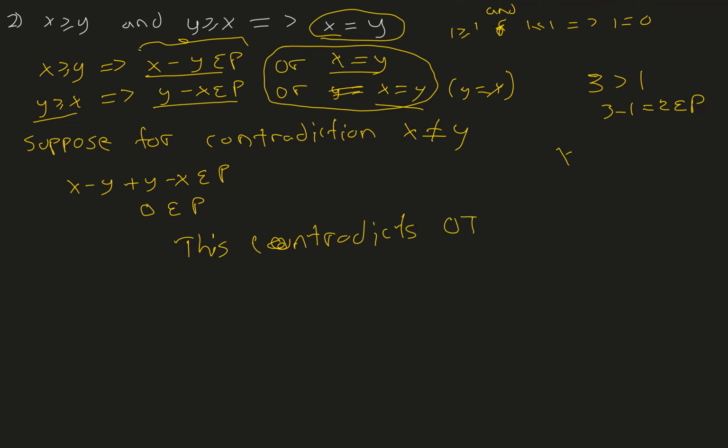OT says that either element x is in P, or negative x is in P, or 0 is in P. An element can't be in both. So this scenario just breaks rules 1 and 3. So this is contradicting OT. 0 can't be in P because 0 is neither positive nor negative.